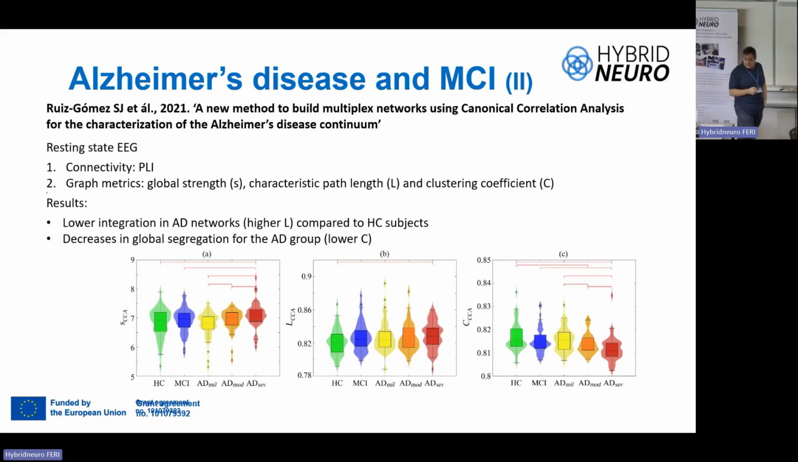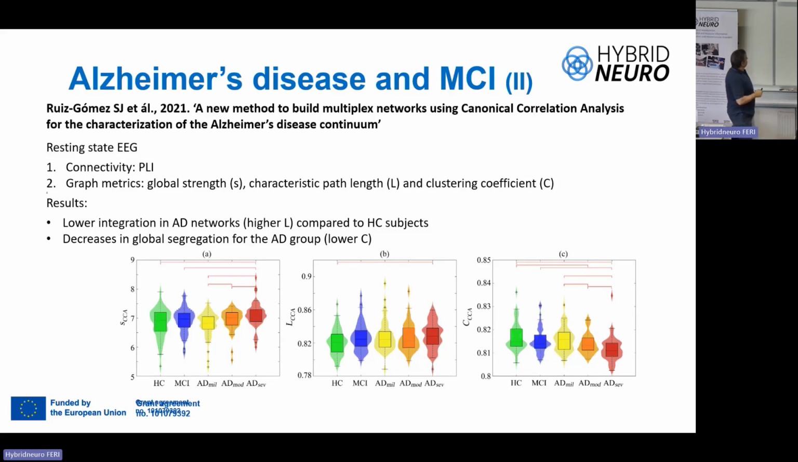Another article from our colleague in our group, Saul, in this case, Alzheimer. This is the phase index, the connectivity, and the graph metrics were the global strength, the path length, and the clustering coefficient. Those are the three measures. We can observe here violin plots of the different groups, in this case for the global strength, path length, and clustering coefficient.